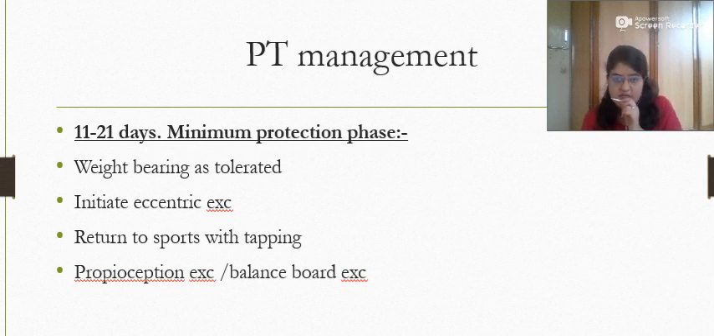11 to 21 days is the minimum protection phase. Here almost healing is finished, the part is stable enough, the swelling has gone, and so weight bearing can be increased, and the return to sports option can be considered, but that is subjective and it depends from patient to patient. We can initiate the eccentric exercises, proprioception exercises, balance board exercises.